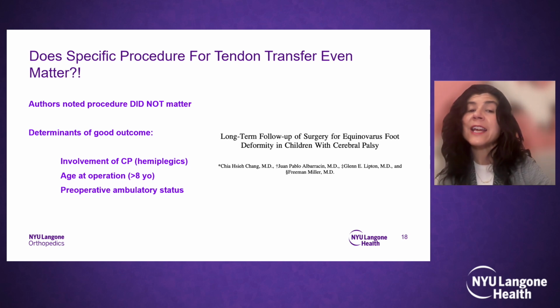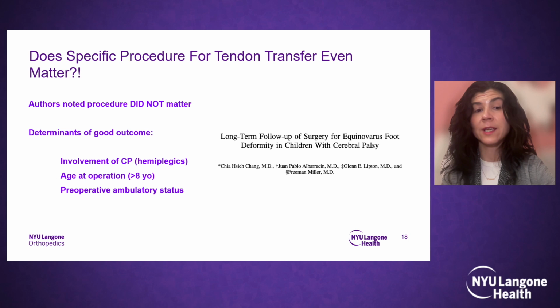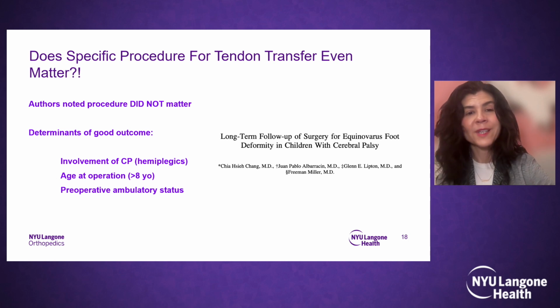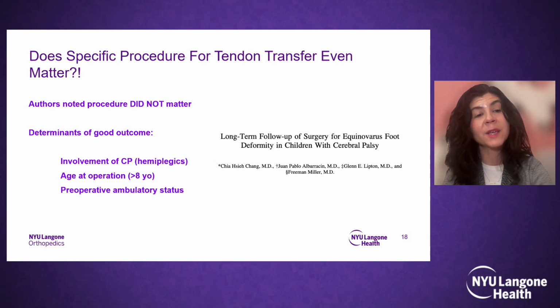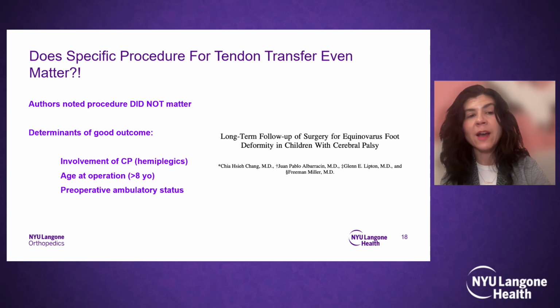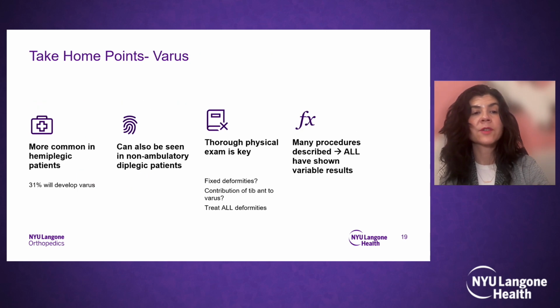So does a specific tendon transfer even matter for these? And the answer is no. So when I talked about that you can do, I put it into peroneus brevis, but you can do whatever you like. And that's because there is a study looking at long-term follow-up of equinovarus foot in kids with CP, showing that the determinants of good outcome, like we talked about, the foot has to be balanced. They have to be older. They have to be hemiplegic. The diplegics do not do as well. And kids who ambulated beforehand. So no matter what you do, you must get it balanced. That is the key. The right procedure in the right patient.